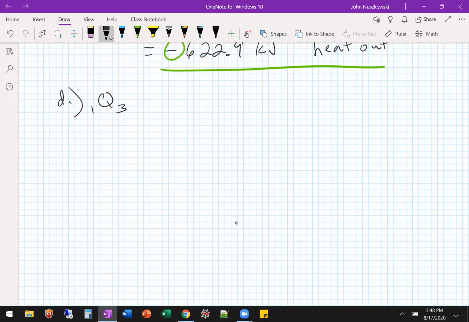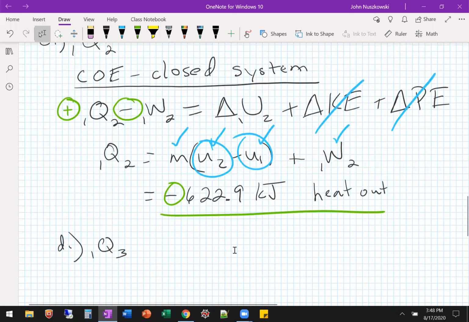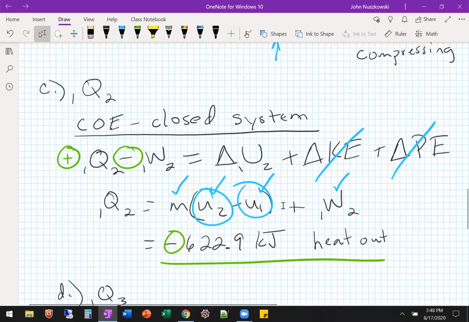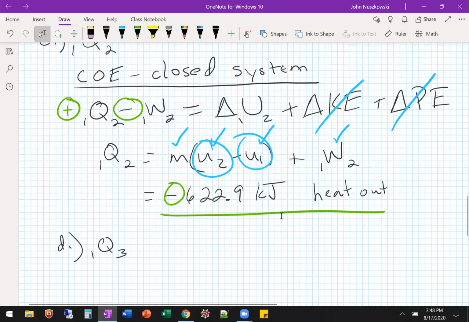What do we do to get that? Wouldn't it be the same as the previous part? Is it going to be the same value, or would delta U have a different value for state 3? Correct. Yes, because now we could go.